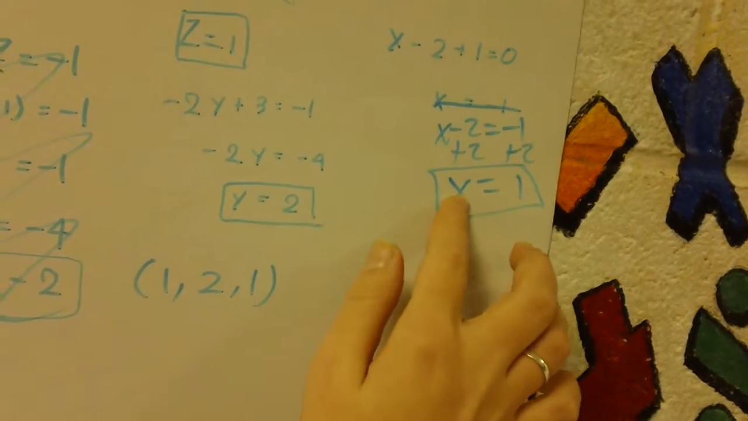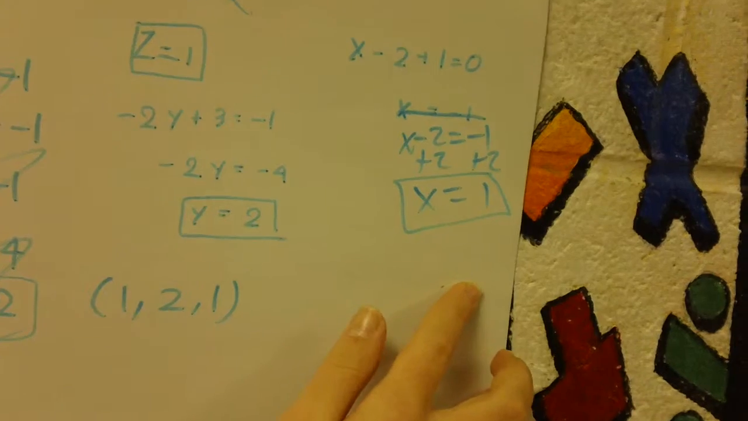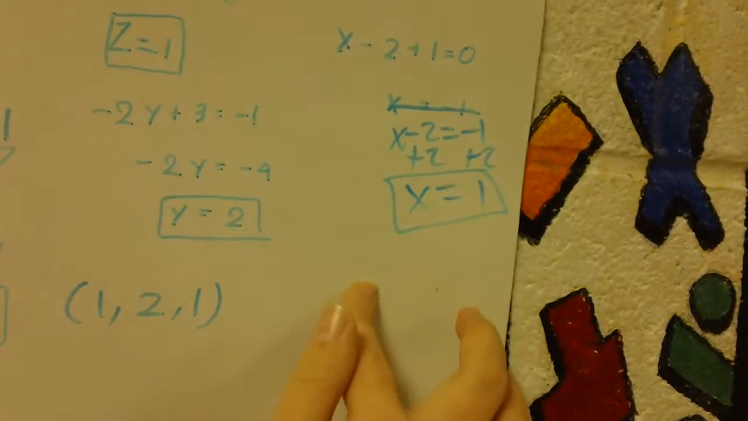x minus 2 plus z equals 0. x minus y equals negative 1. And x equals 1.